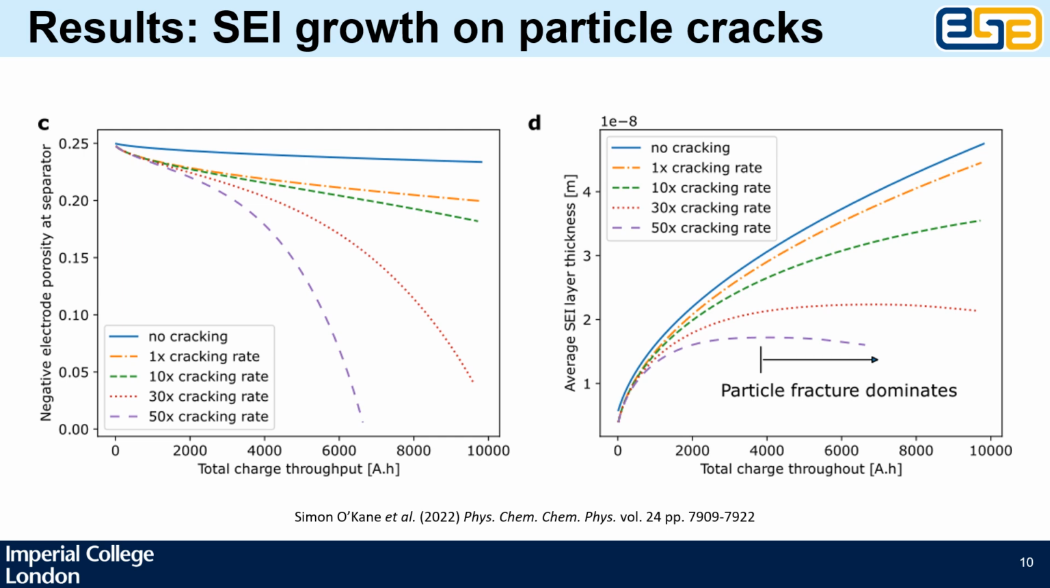If you look on the right here, you can see what's happening. After a while, the crack starts growing so fast, the SEI can't passivate it anymore. And therefore, the average SEI thickness actually decreases. And so instead of the SEI being self-limiting, it's now self-starting. You get positive feedback instead of negative feedback. On the left, you can see why the cell just fails suddenly. It's because the porosity goes to 0, which completely shuts off the cell.